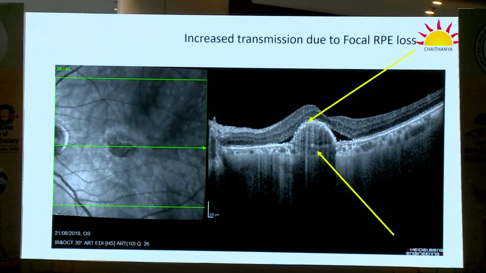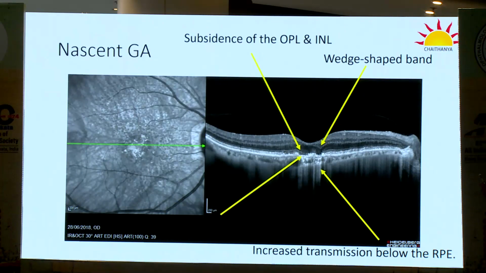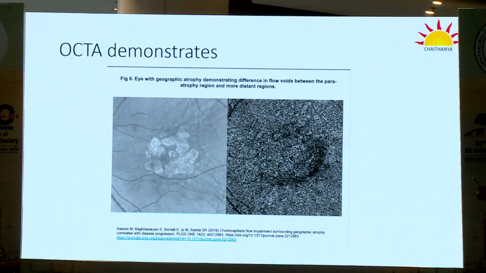Again, these are multiple transmission tails, and why it is important is it gives this diagnosis called nascent geographic atrophy, or geographic atrophy that is about to happen. This is called nascent, where the retinal layers go down and dip over there. So again, the presence of nascent geographic atrophy is a sign that geographic atrophy is going to happen.